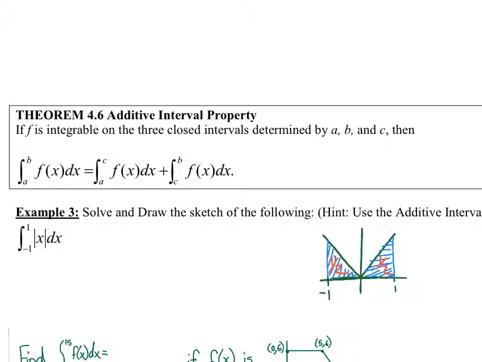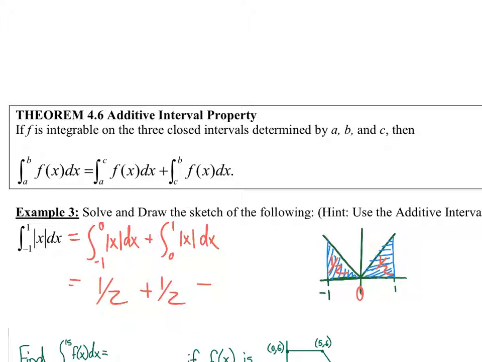What this is saying is that if we have an interval going from A to B, stay with me for just a sec, if C is somewhere in the middle, we can take the integral from A to C, and then the integral from C to B, and add them together. So in this case, what we're doing is the integral from -1 to 0, 0 is the C in this case, of the absolute value of x, plus the integral from 0 to 1. And that is a half plus a half equals 1.